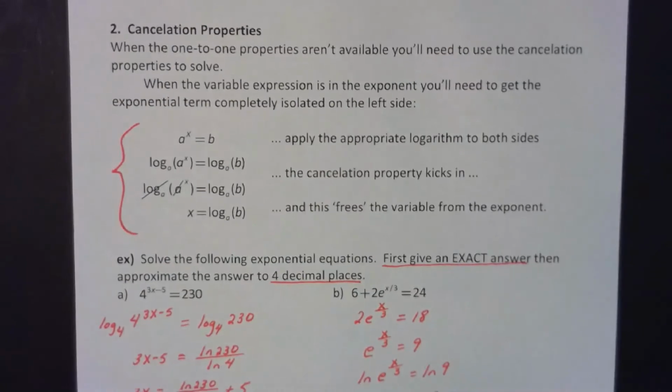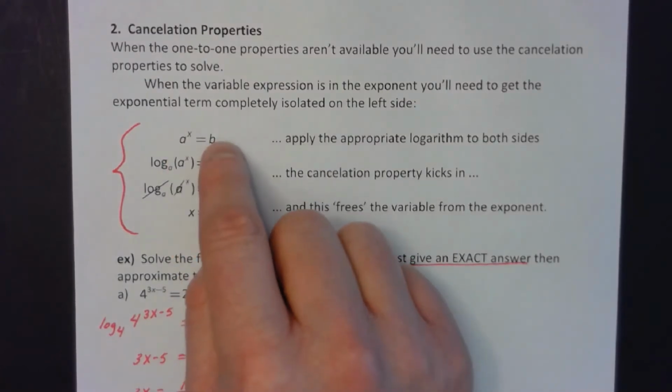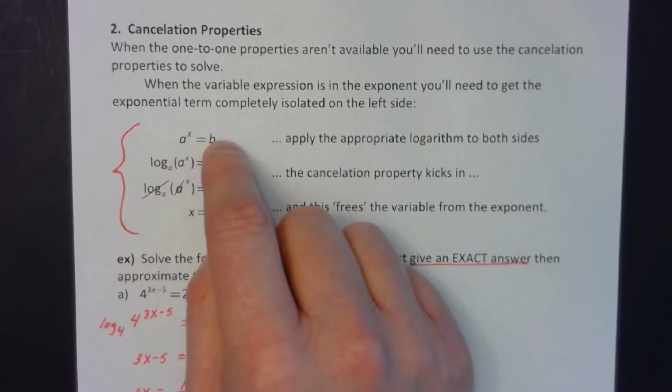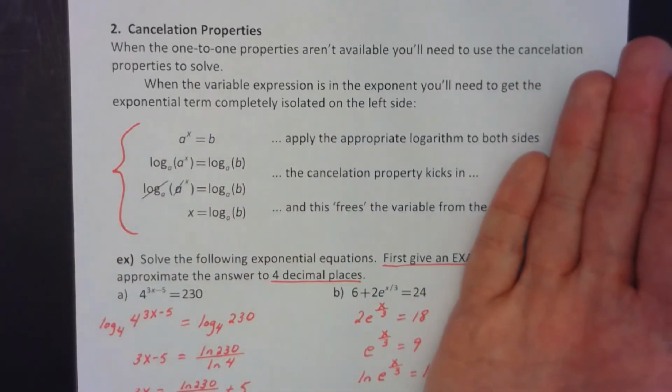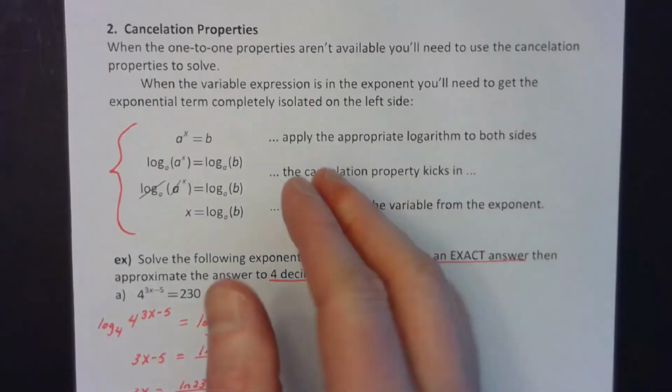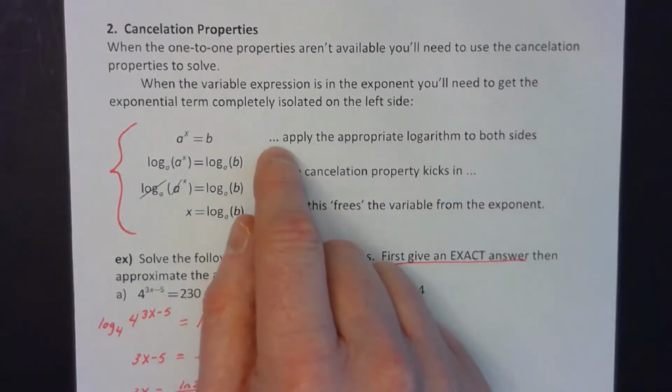Next type of problems, I want to look at solving exponential equations that you can't just use that one-to-one property. What if I can't make my bases equal to the same term? I'm going to have to do some other strategies. And the strategies that you're going to use, it's the whole concept of an inverse. The inverse of every single exponential function in existence is the logarithm of that same base.